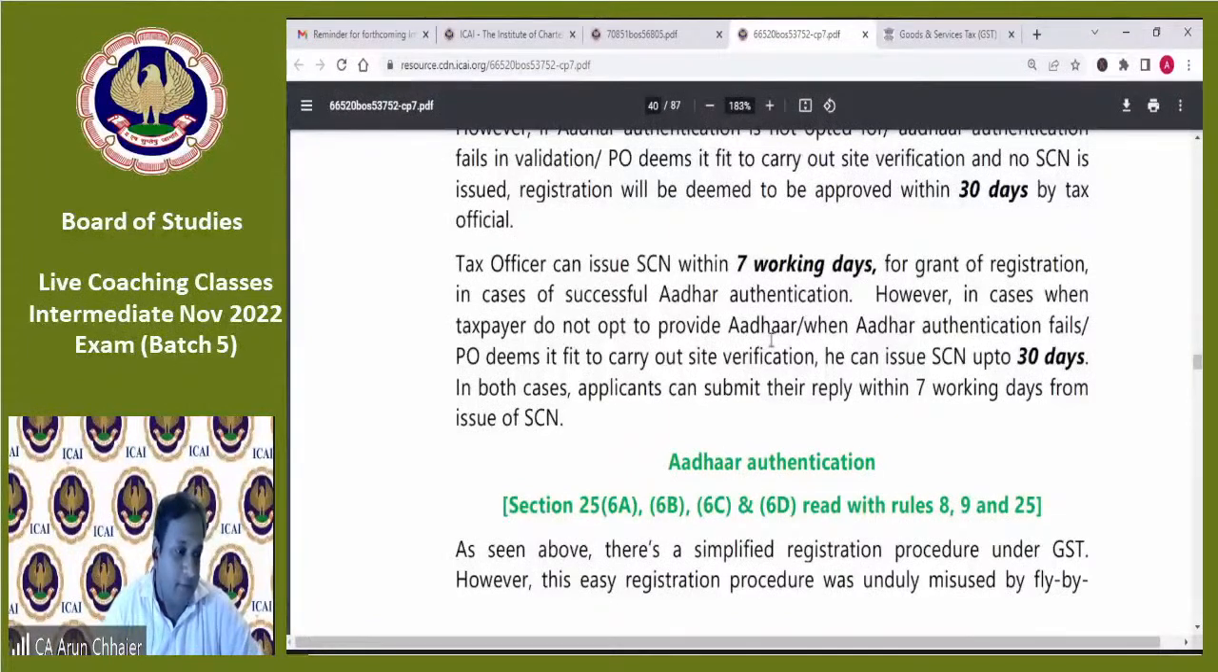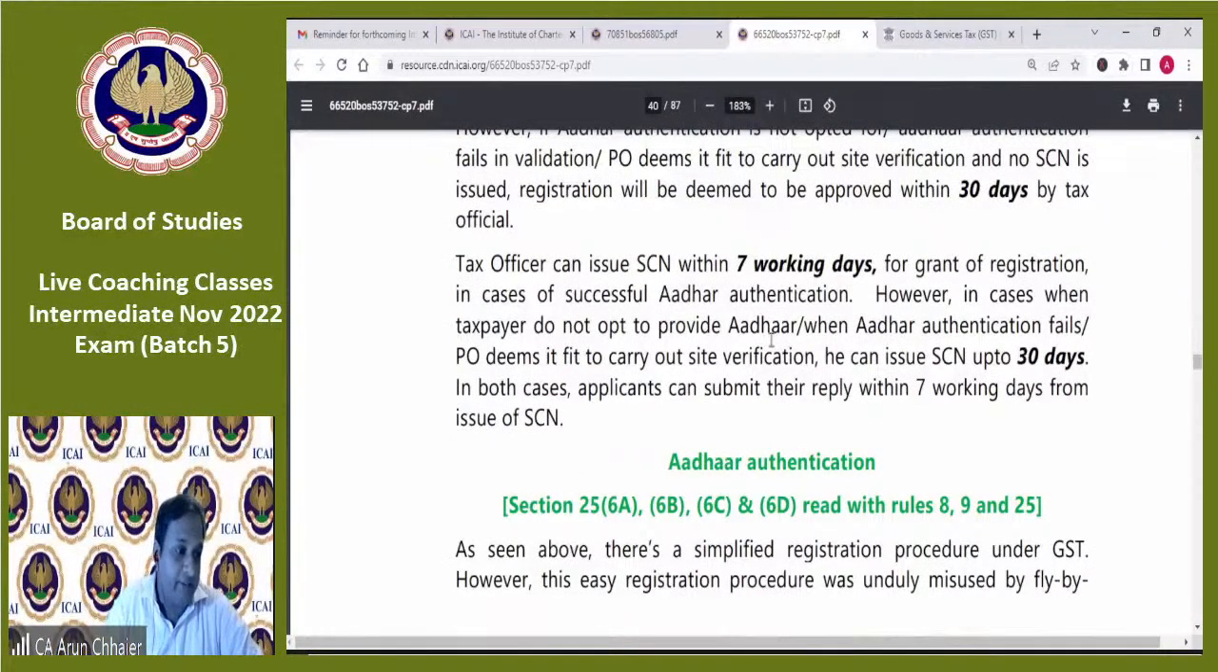Karthik has asked multiple doubts. Let me take them one by one. Is aggregate turnover not to be considered for a casual taxable person? The answer is no. In section 24, we have discussed that a casual taxable person falls under mandatory registration. A non-resident taxable person also falls under the mandatory category of registration.